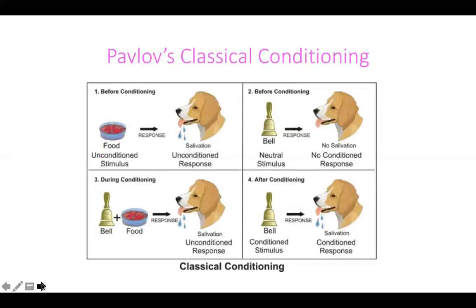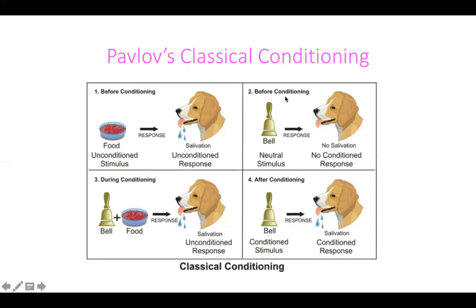Now, this is a picture which illustrates Pavlov's famous experiment with his dogs. So let's take a look at it. First, there is this stage called before conditioning. So what Pavlov would do is he would present some food to the dogs, and the dogs would, of course, salivate at the sight of the food. So at this point in the experiment, the food is called an unconditioned stimulus, and then the salivation is called an unconditioned response.